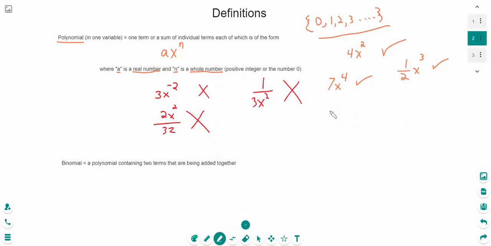Okay? How about, let's try some here and see if you can decide. What about if I have negative 1.4z to the third? Would this be a polynomial? Well, the answer is yes, it would be. We have a real number here. Real numbers can be negative, and it's being raised to a whole number. So that works out. That would be a polynomial.